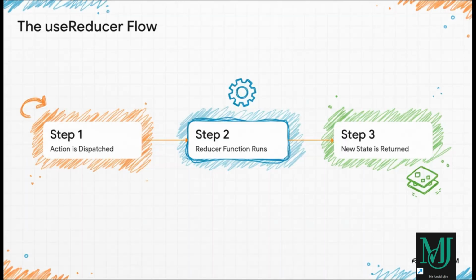And this shows the process perfectly. Your component dispatches an action, which is basically just a command saying, hey, this is what should happen. The reducer function grabs that action, runs the right logic, and then returns the brand new state. It's this clean, predictable, one-way state flow for your data.